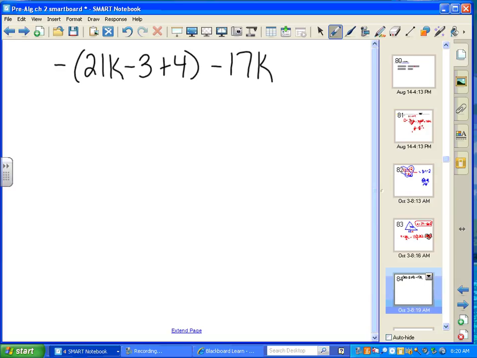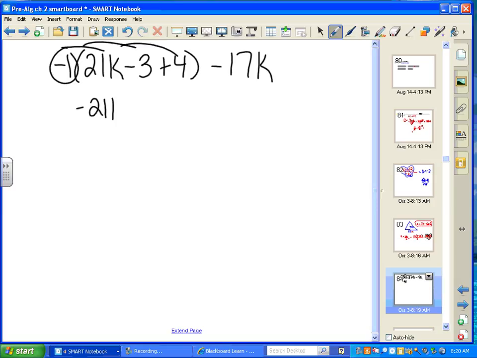Okay, so the negative here, what number is really here? What number? Sean? Good, there's really a negative 1 here that we need to distribute. So negative 21k, if you want to go ahead of me, go ahead. Plus 3 minus 4. If you guys don't have anywhere to write it, you can use your notebook or a piece of paper. Drop down the minus 17k.